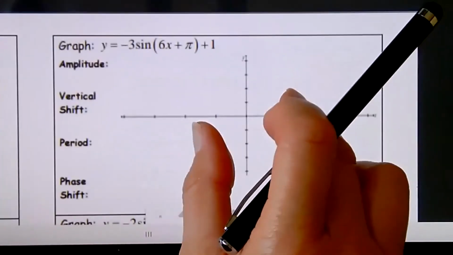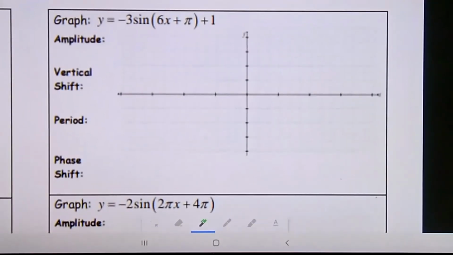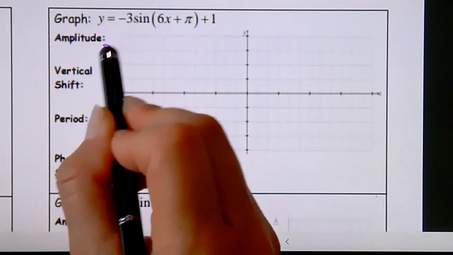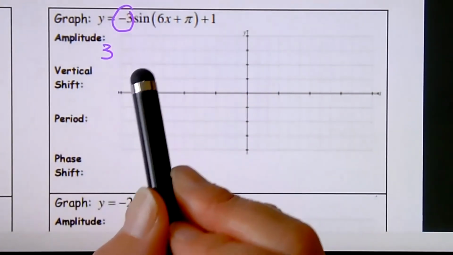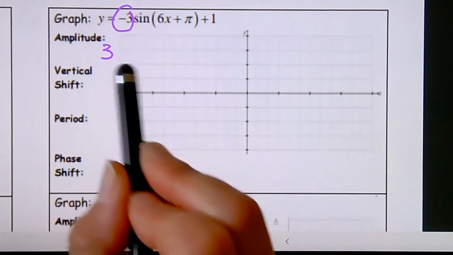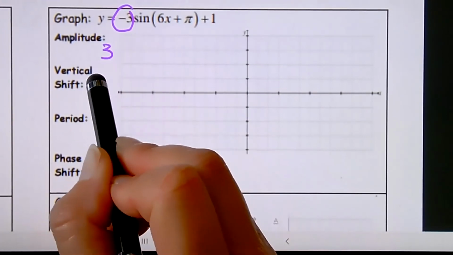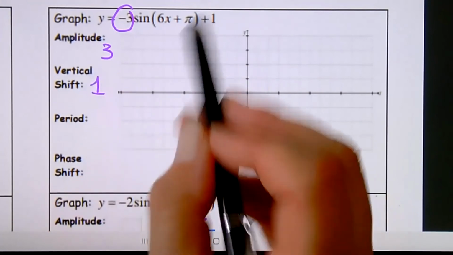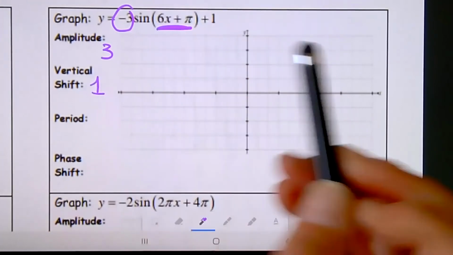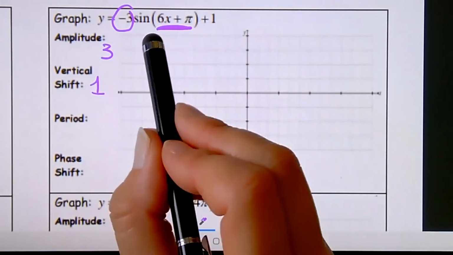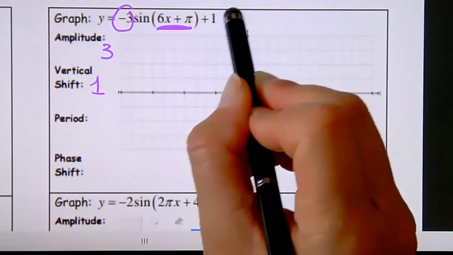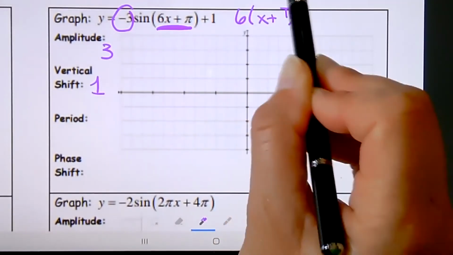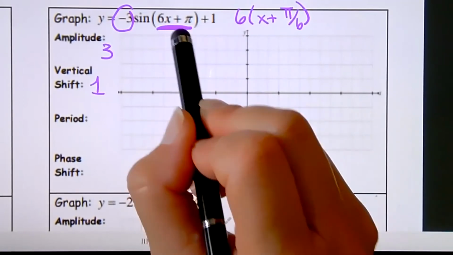So this one, we have a -3 in front, so we have to be careful with that. Our amplitude is going to be 3, but again, it's a -3, so I'm going to be starting down after my 0. My vertical shift is going to be 1. I'm going to be going up 1. Now this 6 here, you can factor out the 6, but I should just keep that 6 in here, okay? If you factor it out, it would really be 6 times (x plus pi over 6). So you can do it, or you can just leave it.